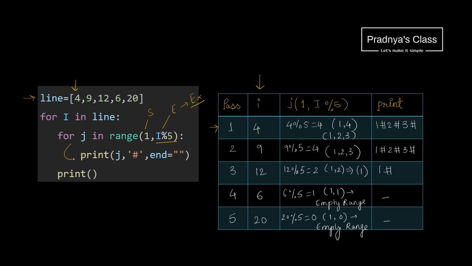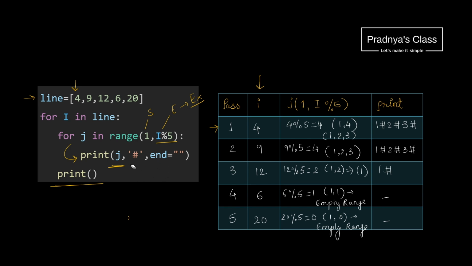Now let's come inside the loop and check what we are printing. We are printing the value of j. Then hash symbol, and with the end parameter we are suppressing the new line. It means all the values of j will get printed in the same line. After this we are using an empty print statement. So when the loop will execute for the next value of i, the values will get printed in a new line. Generally we use this type of nested loop for generating patterns.